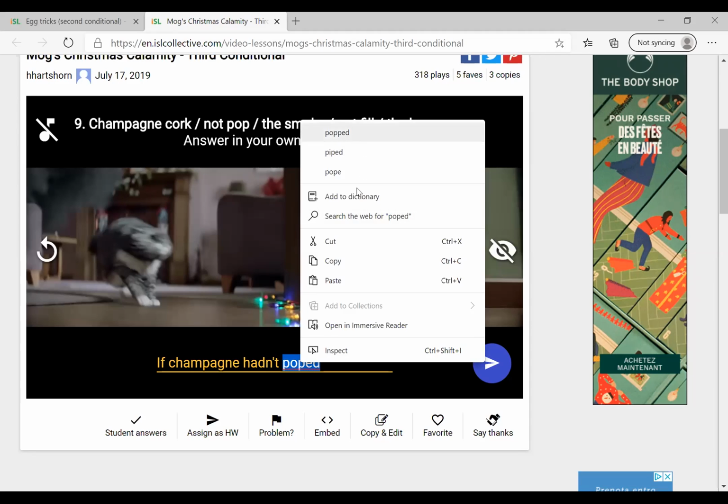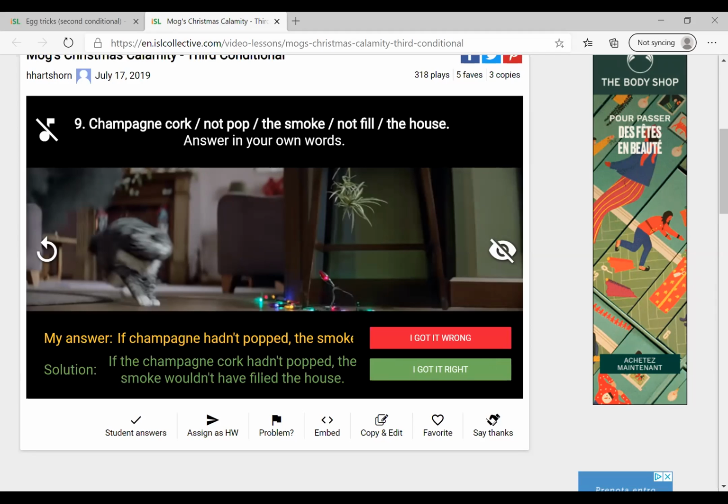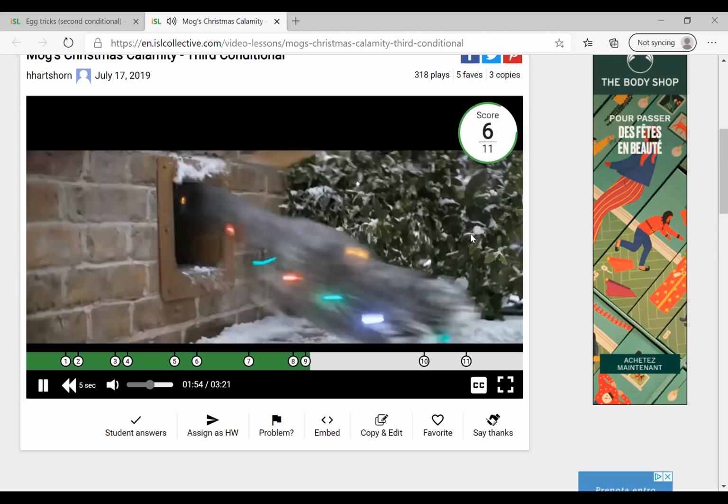The smoke wouldn't fill the house. The smoke wouldn't, let me type, filled. Okay, let's see, filled the house. Hadn't popped, the smoke wouldn't have. Don't forget, have. Wouldn't have always should be in the main clause. Wouldn't have filled. Okay, I got it right. Some more examples.